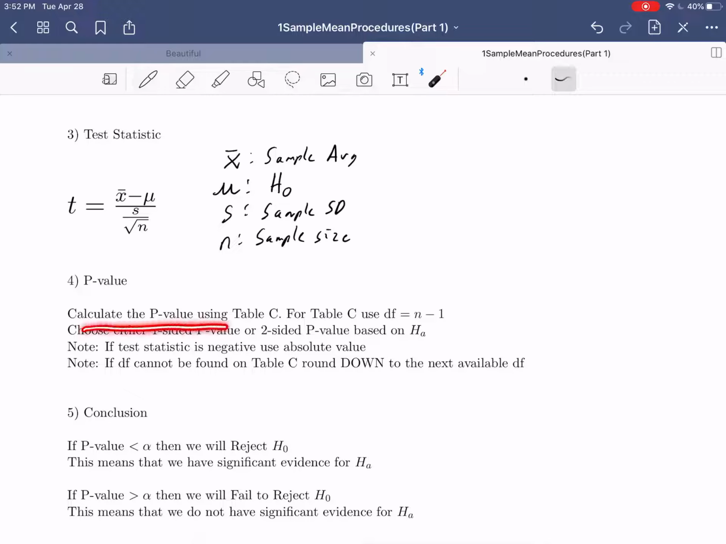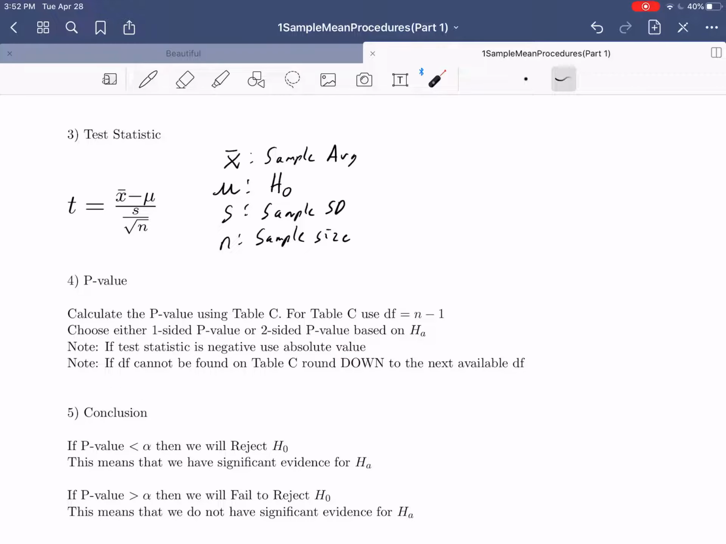So we're going to calculate the p-value using table C because our test statistic is going to be a t-test statistic. For table C, we need degrees of freedom, and we're going to be using degrees of freedom equal to n minus 1. So our degrees of freedom is always going to be 1 less than our sample size. When you go on to table C, which we'll see in just a few moments when we actually do our first example, at the bottom of table C, there is a part that says one-sided p-value or two-sided p-value.